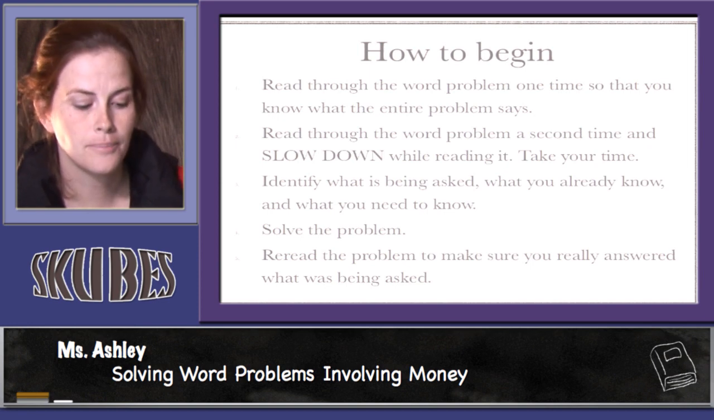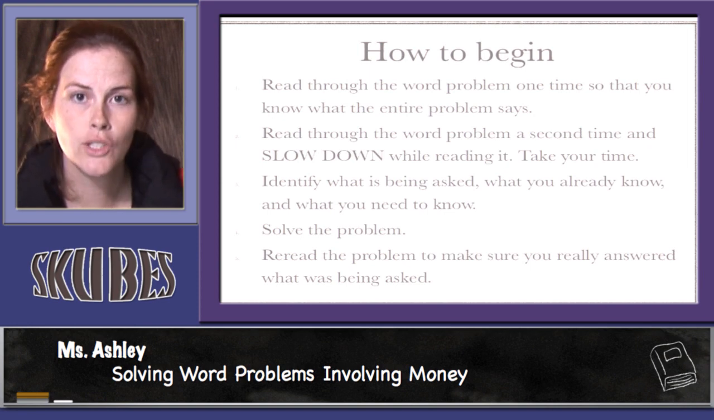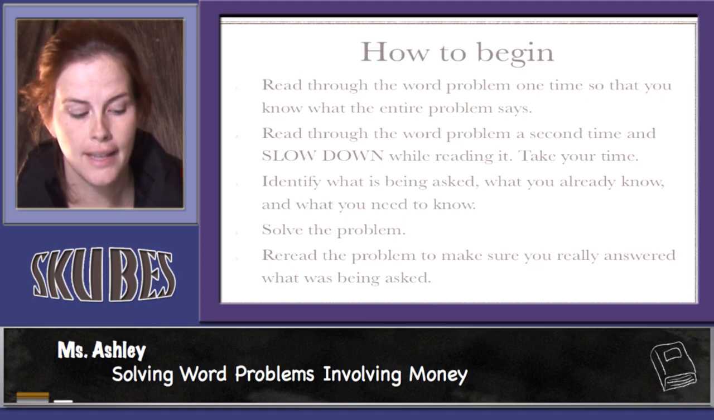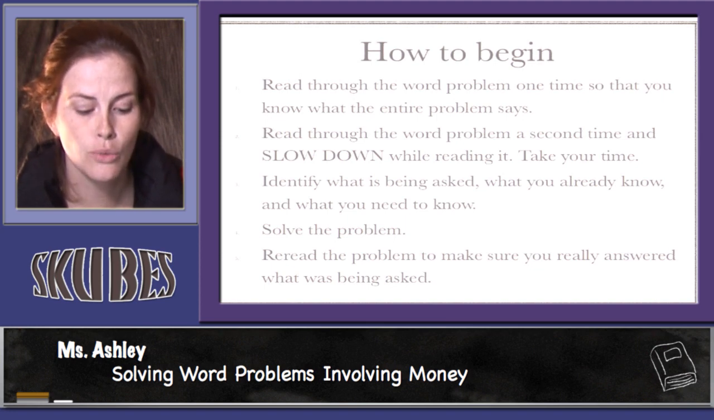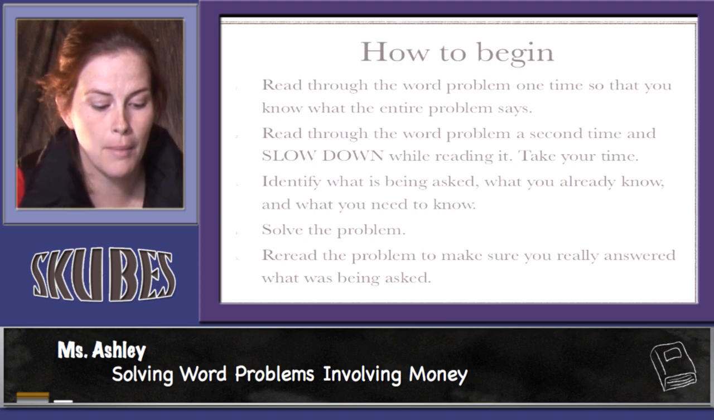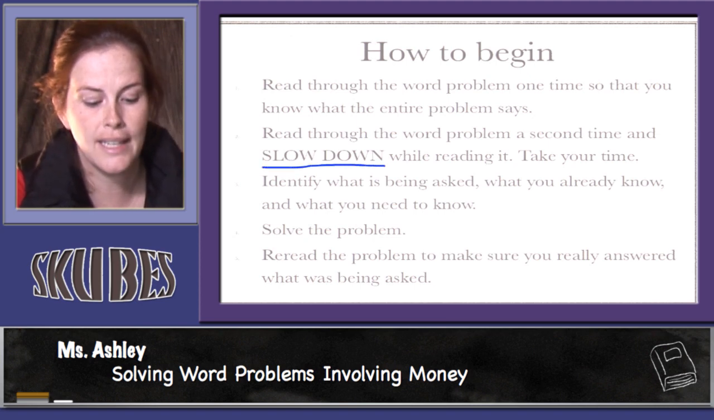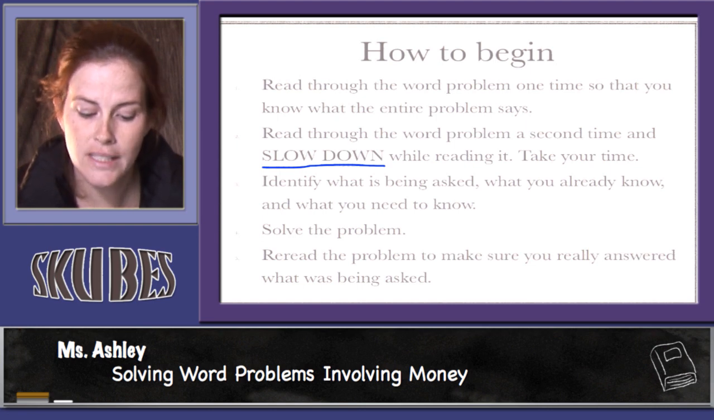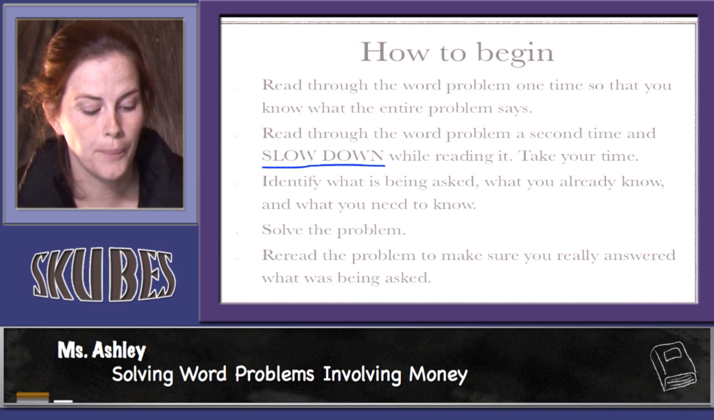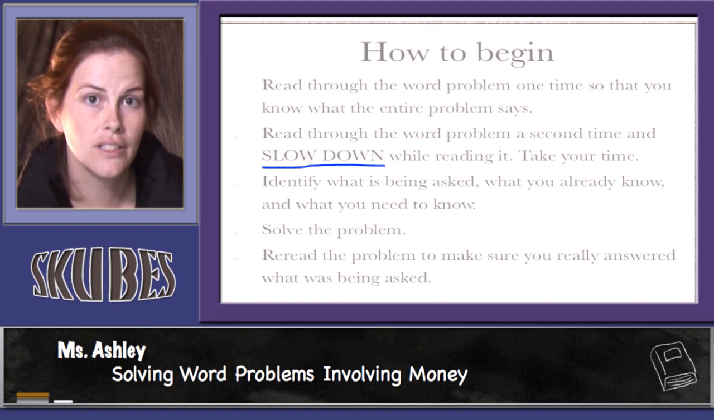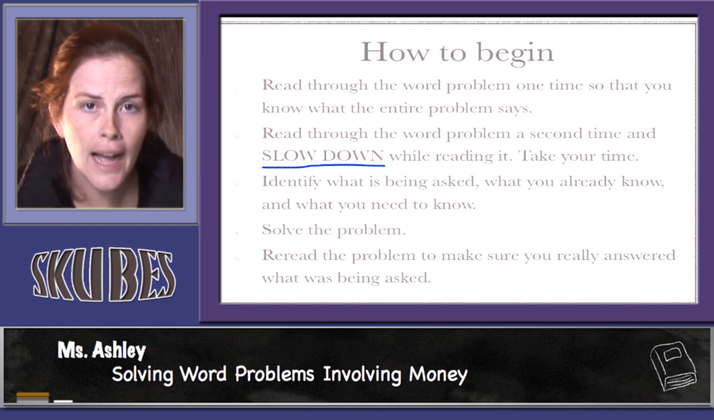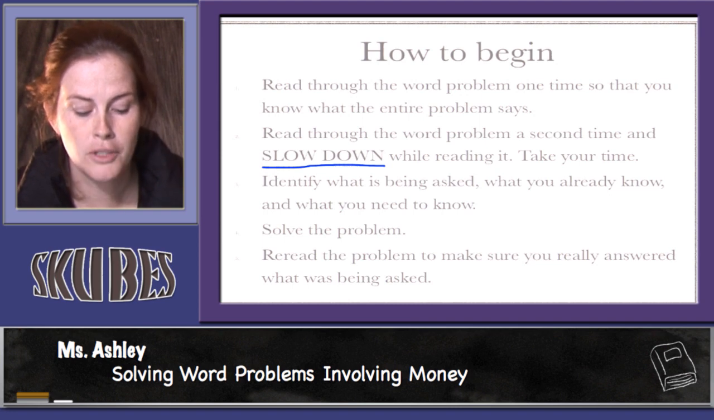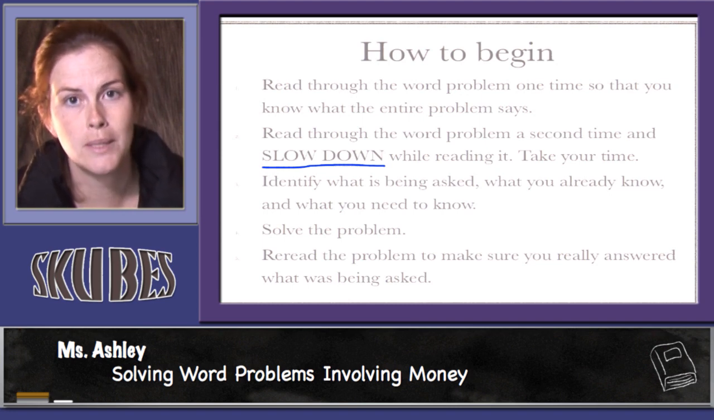All right, how to begin. The first step is to read through the entire word problem one time, just so that you know what it says. The next step is to read through the word problem a second time and slow down while reading it. Take your time. Next, identify what is being asked, what you already know, and what you need to know. The fourth step is to solve the problem, and finally, reread the problem to make sure you really answered what was being asked.